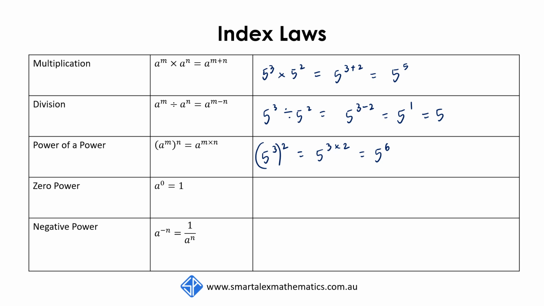Next is the zero power. Anything raised to the power of 0 will always be equal to 1. 5 to the 0, that's going to be 1. x to the 0, that's also going to be 1. b squared c d cubed, everything in brackets to the power of 0 is also equal to 1, regardless of what's inside the bracket. Last is the negative power. a to the negative n is equal to the reciprocal of a to the power of n. For example, 5 to the negative 3 would be equal to 1 over 5 cubed.